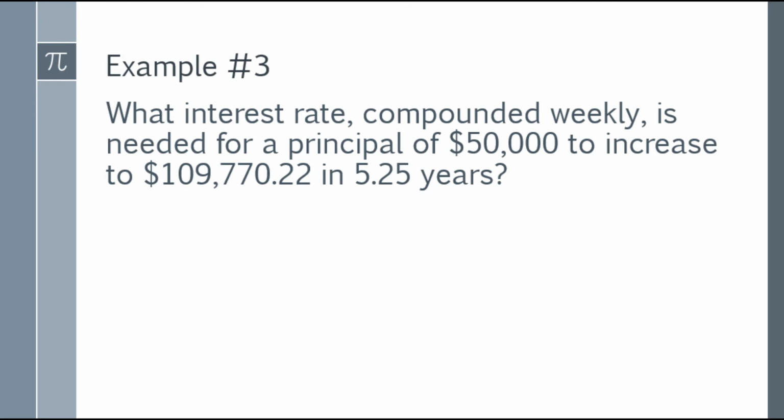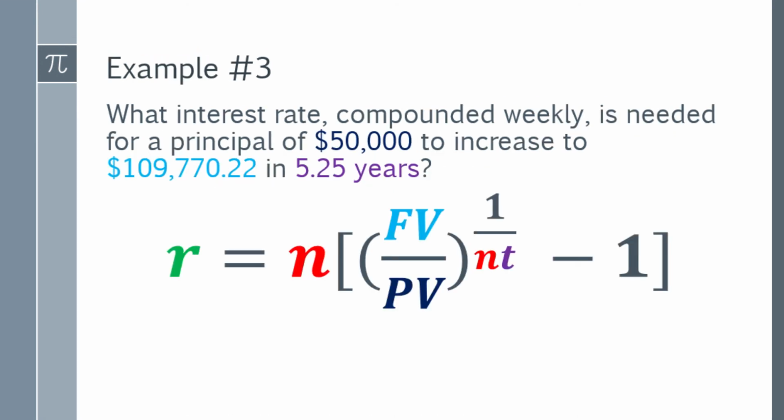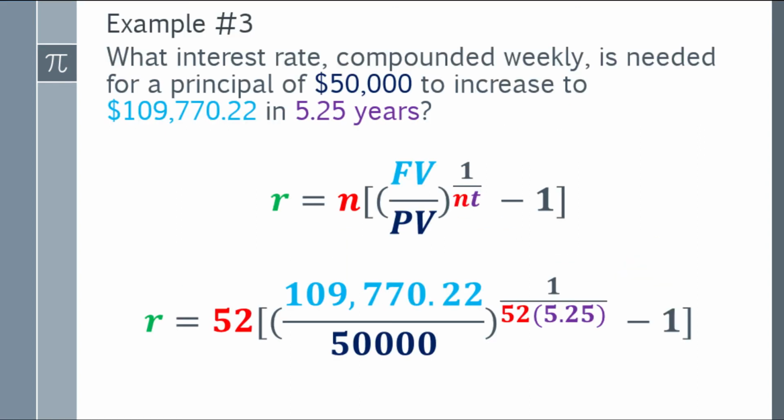Example number 3, what interest rate compounded weekly is needed for a principal of $50,000 to increase to 109,770.22 in 5.25 years. Alright, so this one is the same as earlier. Only the values changed. So, let's start. Let's put the formula. Next step, let's substitute the values. For our fraction, future value over present value, that will be 109,770.22 over 50,000.